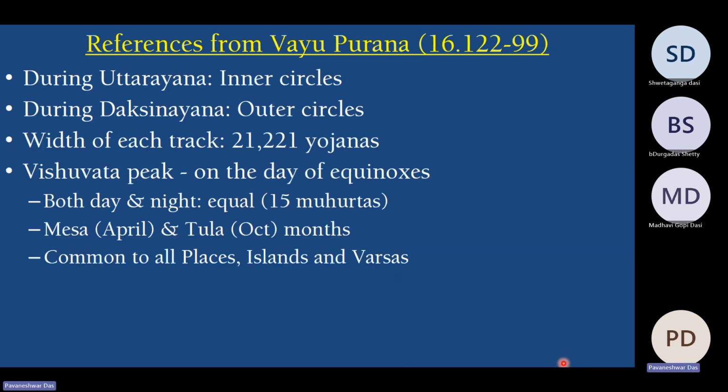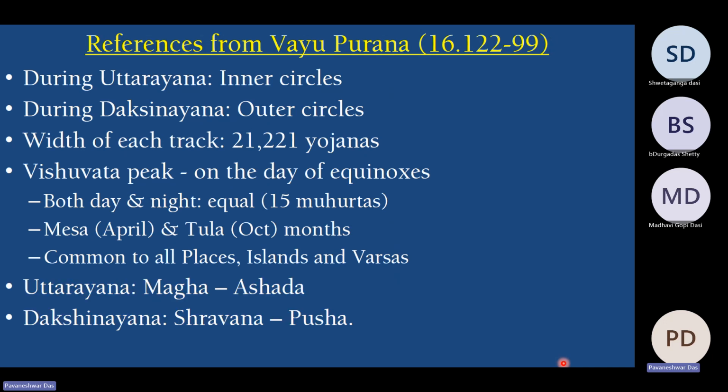And Bhagavatam, okay, these are all the same. Here the number is given. The width of each track is 21,221. So every day the sun is traveling in one track. The width of the track is 21,221.